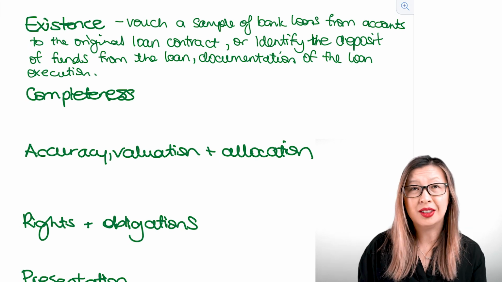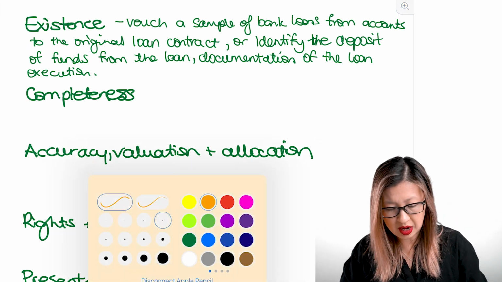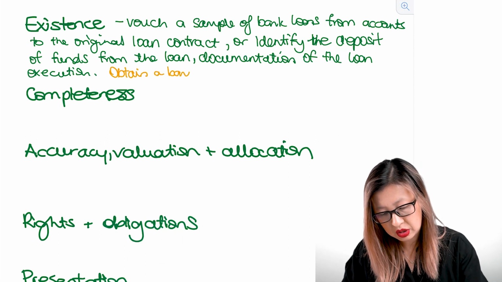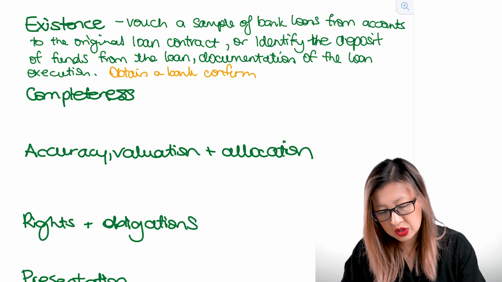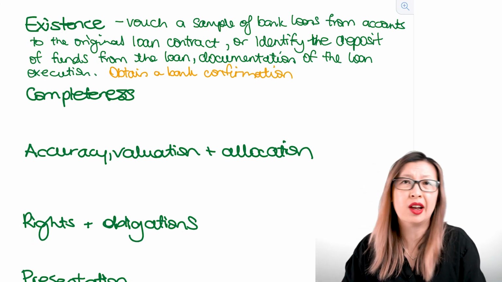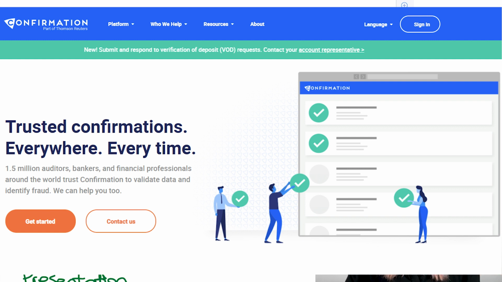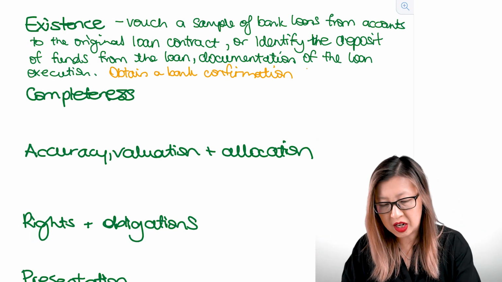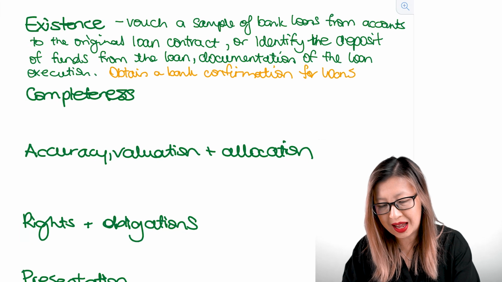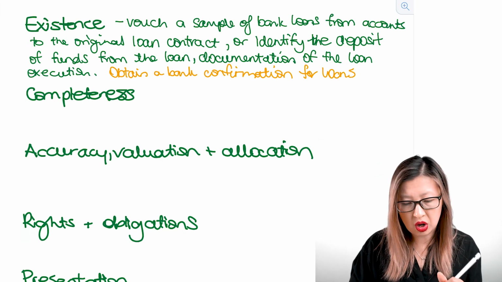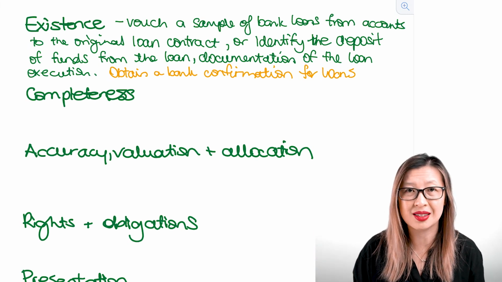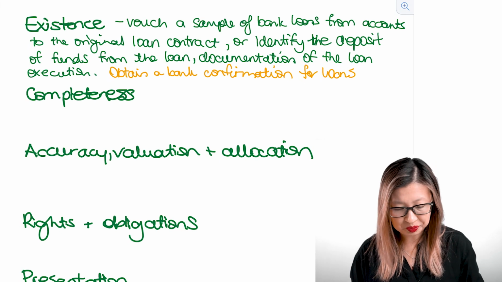Now, the other thing that you could do here, and I'll write this in a different color so that it's really clear, is that you could obtain a bank confirmation. If you're already using an electronic confirmation service like confirmation.com, which is owned by Thomson Reuters, then if you're getting confirmation of bank accounts, it doesn't take much more to obtain a bank confirmation for the loans as well. So if you're using an electronic service like confirmation.com, then that bank confirmation is going to be super easy to prove that the loan really does exist with the specific lender.